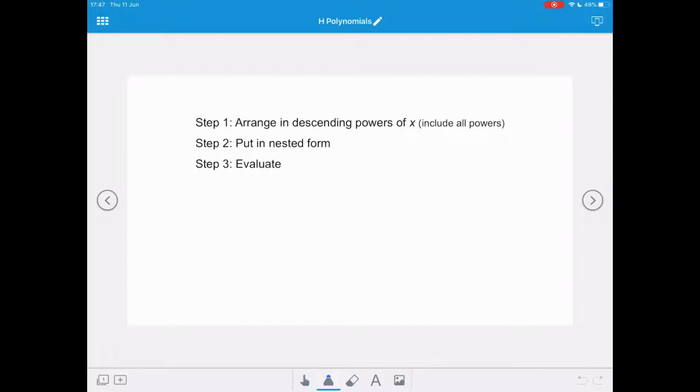There are 3 steps to applying synthetic division. Firstly, we need to arrange in descending powers of x, including all powers, so any missing powers need a coefficient of 0. We need to put it in nested form, and then we can use it to evaluate our polynomial.